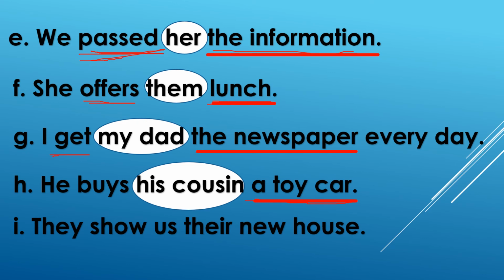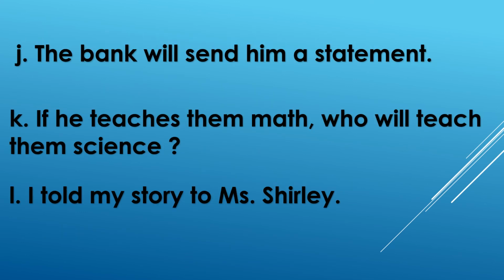Letter I. They show us their new house. So we have the action verb, which is show. What do they show? Their new house. So their new house will be the direct object because I answered the question. They show their new house for us. So us here is the indirect object. So circle us, the indirect object, and underline their new house.